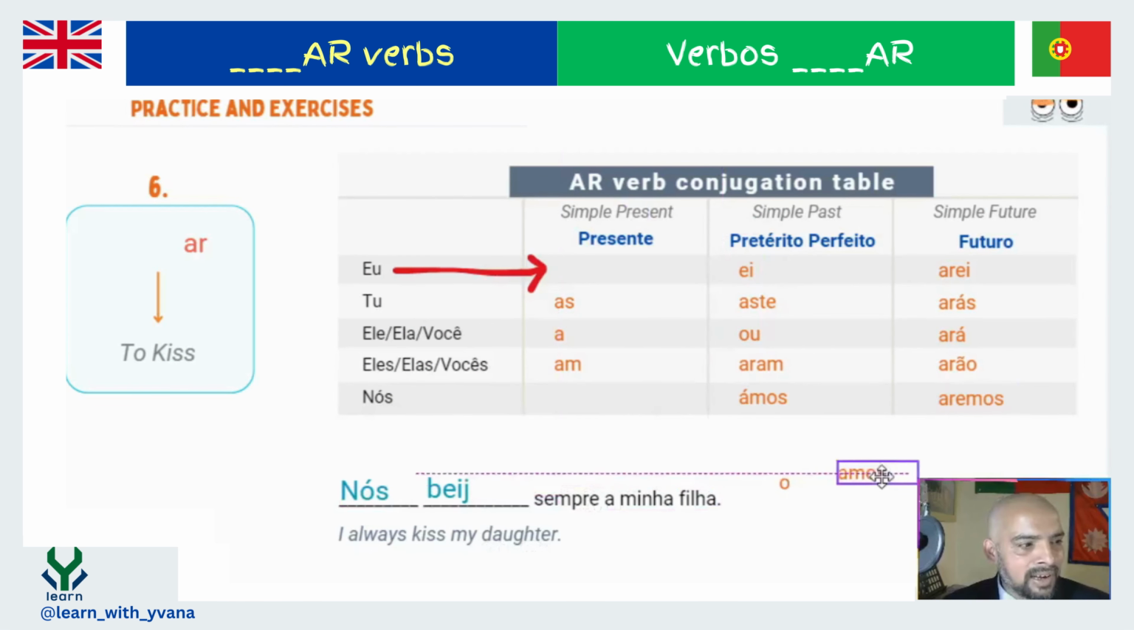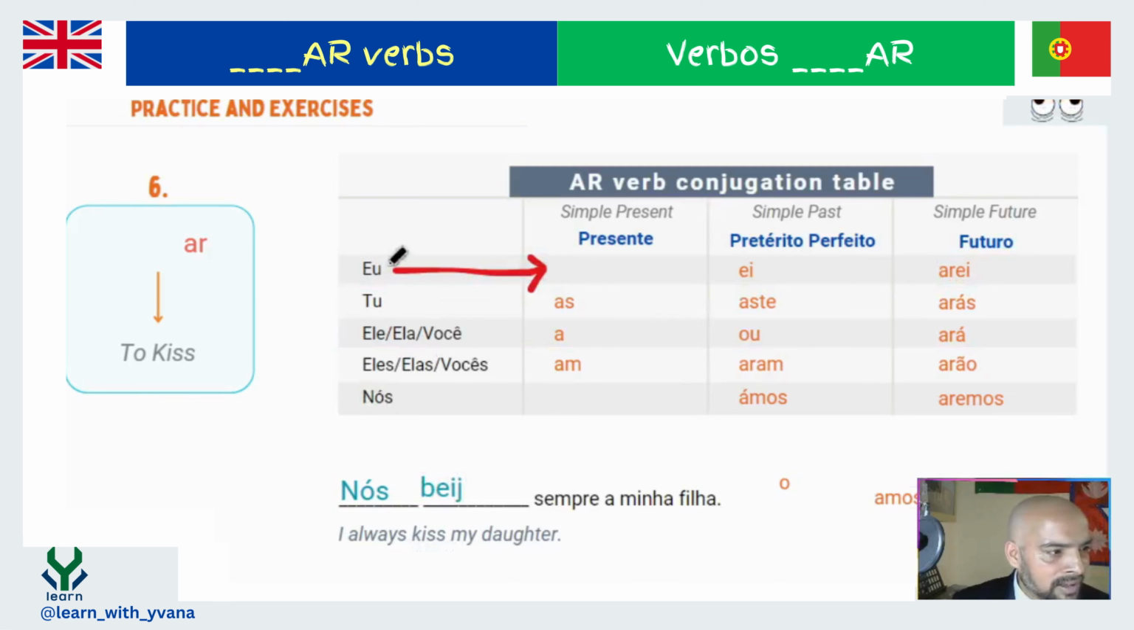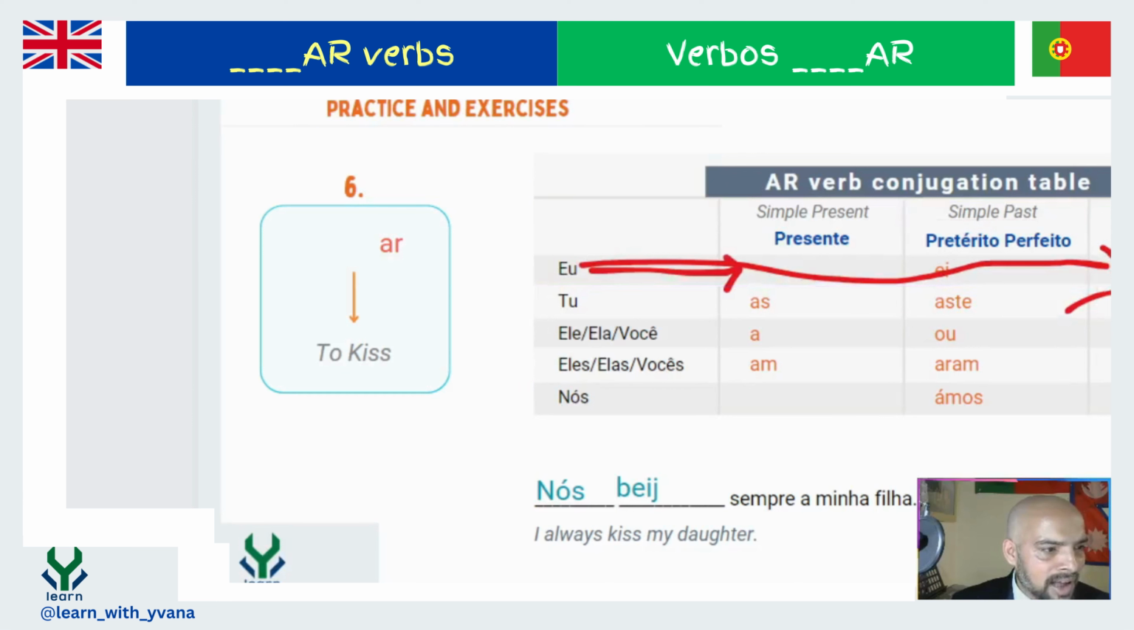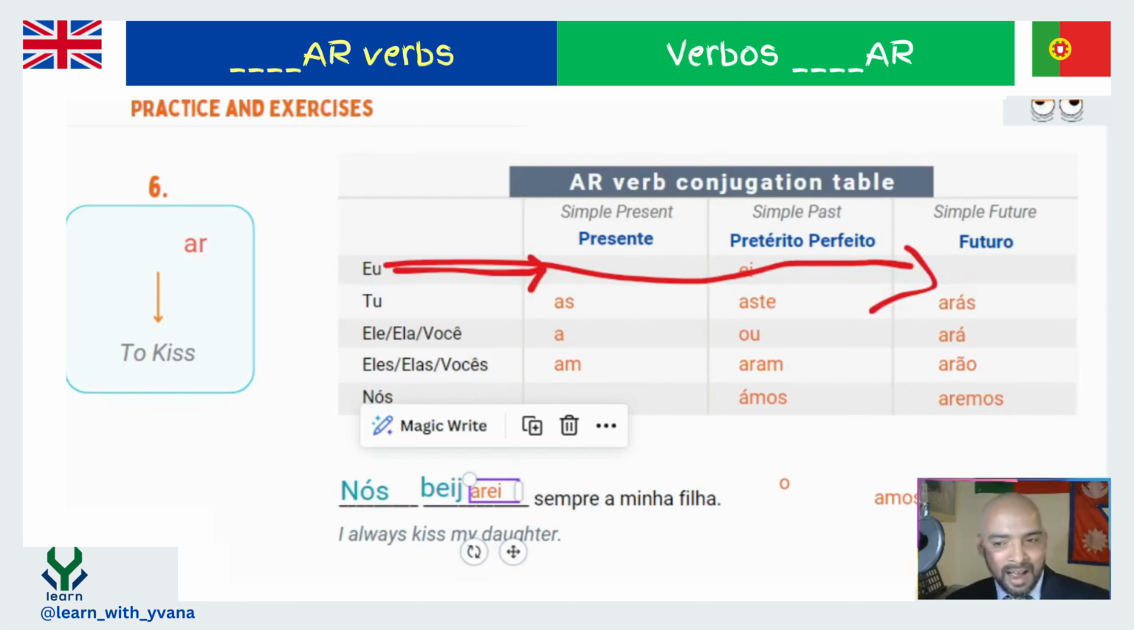If you want to say that I will kiss my daughter, then you go to AREI, right? And if you take this and keep it here, then you say eu beijarei sempre a minha filha, right? So that means we will always kiss our daughter, when she comes to Portugal. So we can use AREI. That's perfect. Tu beijas sempre tua filha. Very good.